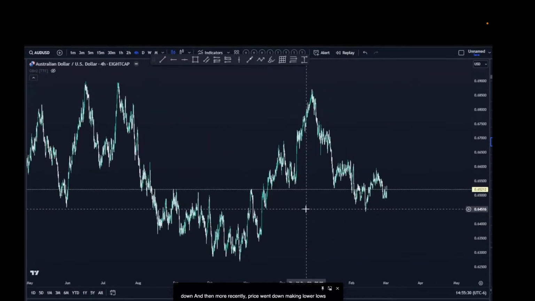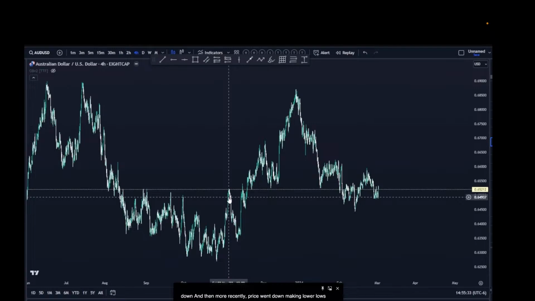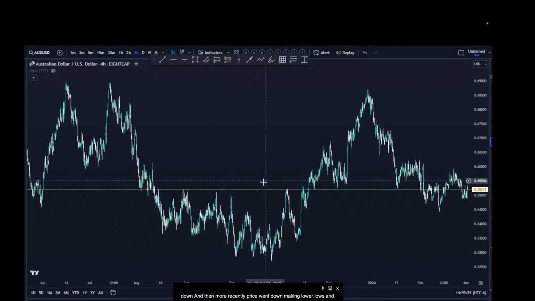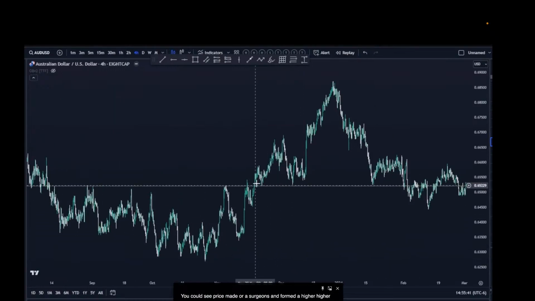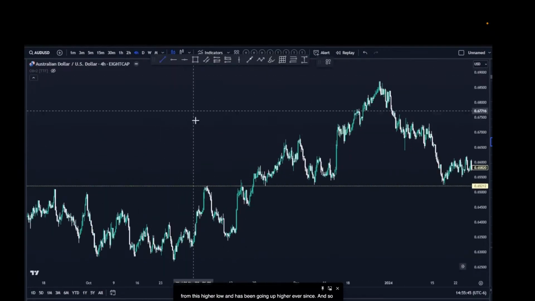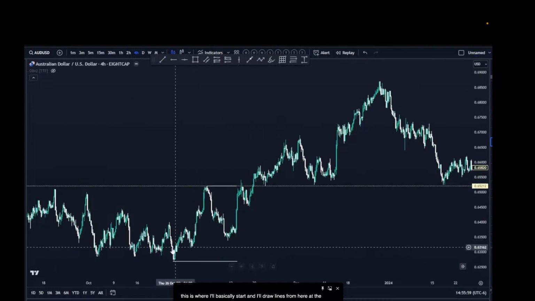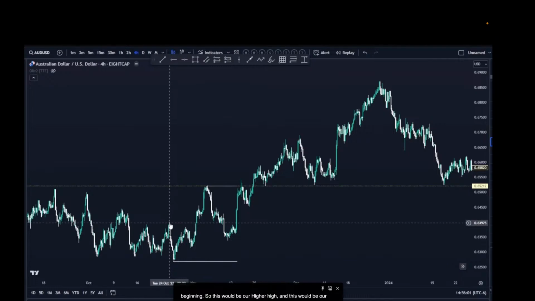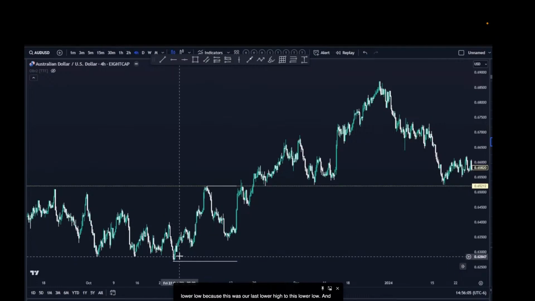But then ultimately from about the end of last year, 2023, you could see price made a resurgence and formed a higher high from this higher low and has been going up higher ever since. And so this is where I'll basically start, and I'll draw lines from here at the beginning. So this will be our higher high and this would be our lower low, because this was our last lower high to this lower low, and then from here this swing broke this and formed this high.